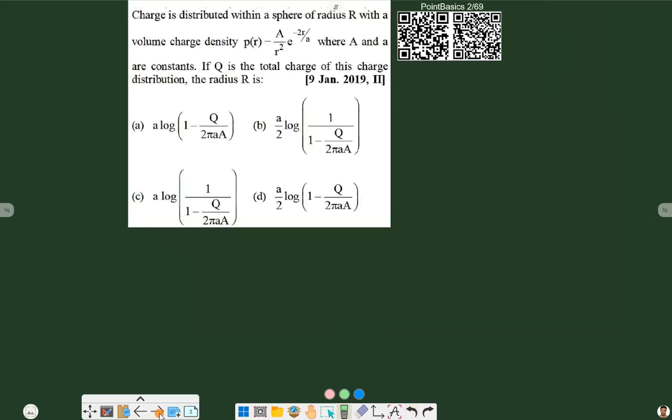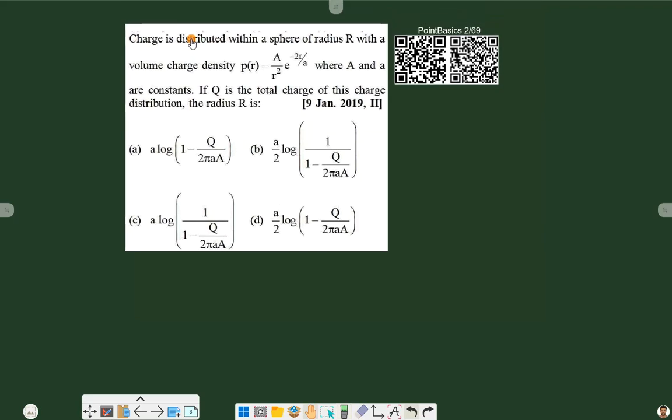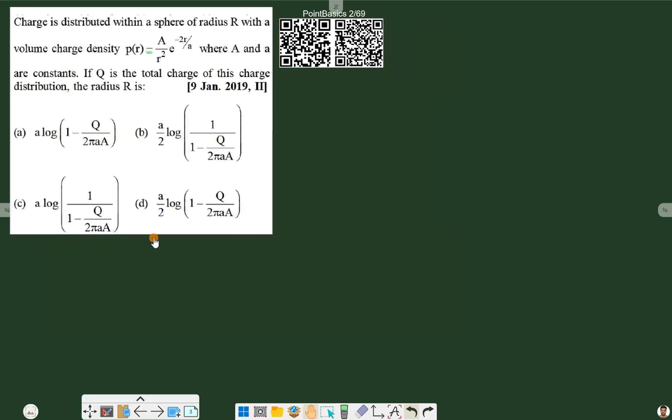Moving to the next question. Charge is distributed within a sphere of radius R with a volume charge density, where capital A and small a are constants. If Q is the total charge on this distribution, then the radius R is. So we are given a charge distribution, or charge density, and this is volume charge density. So we can solve this question easily. What we can do is consider a small sphere.